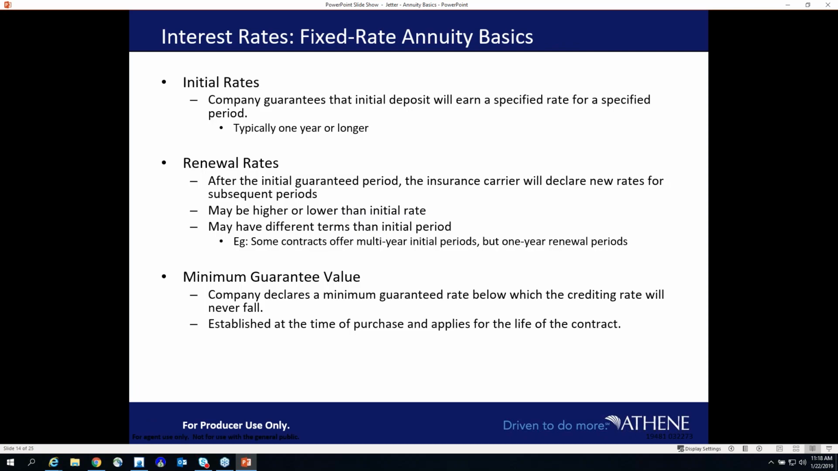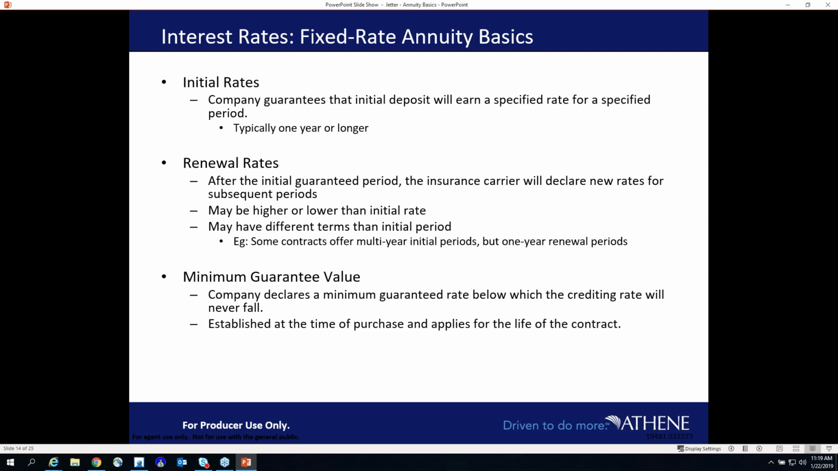So let's talk a little bit about interest rates. Fixed interest rates on Annuity Basics. Initial interest rates: the company will guarantee that the initial deposit will earn a specified interest rate for a specific period, typically 1 year or longer. Then our renewal rates: after the initial guaranteed period, the insurance carrier will declare new rates for subsequent periods. Those can be higher or lower than the initial rate. They may have some different terms than the initial period. So some contracts may offer multi-year initial periods, and some may also only offer a 1-year renewal period. So that can change. You have to keep your eye on all of the features of the contracts.